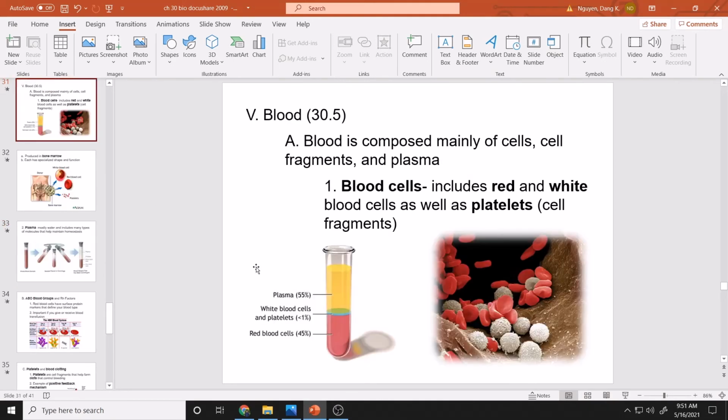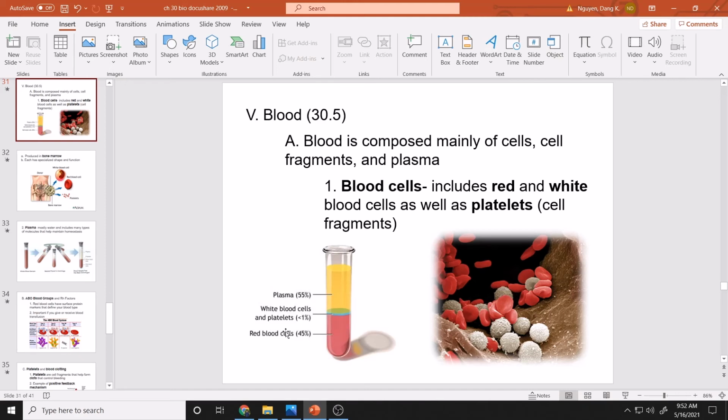So here's the composition of blood. Okay, when you put a sample of blood in a test tube and then you put it in something called a centrifuge, which is a machine that spins the test tube around thousands of times per minute, it's going to separate, and then what you get is plasma, okay, which is a watery fluid. It contains dissolved substances, things like salt. White blood cells and platelets make up about 1% of that, and then your red blood cells make up the remainder, okay, which is about 45%.